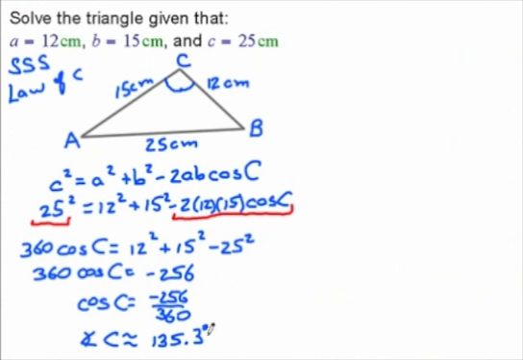Alright, and then if we want to go searching for one of the other angles, say we want to go searching for B, again we would set up law of sines. We could say sine of B over 15 equals sine of 135.3 over 25, and go through and solve for B. So that's not a big deal. And again, once you get B, A is simple. And that's it. Law of cosines.